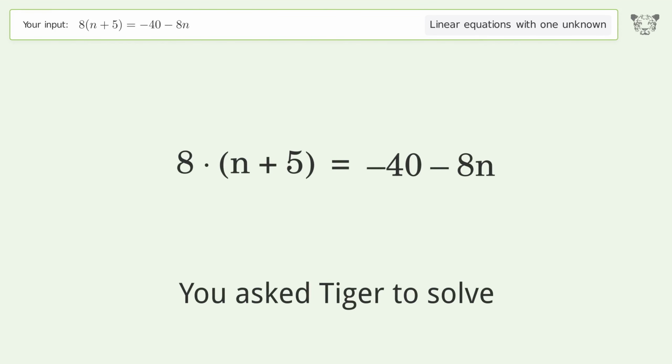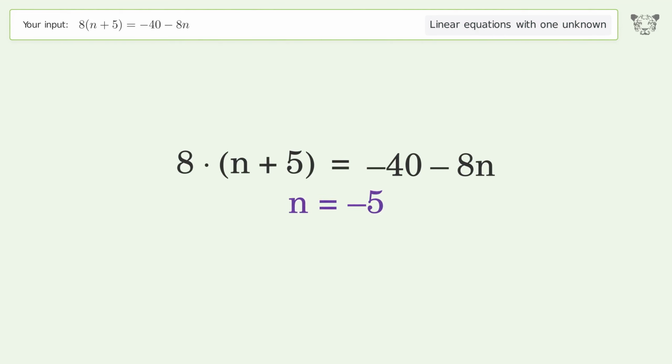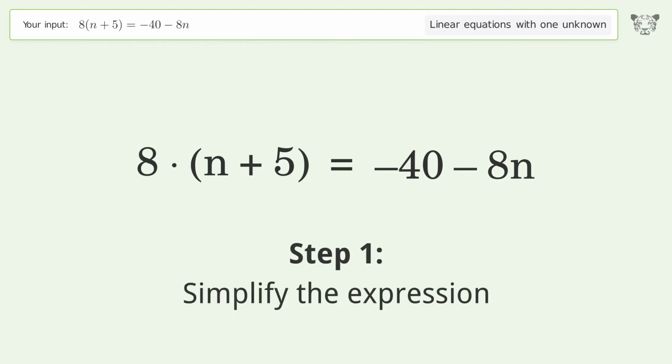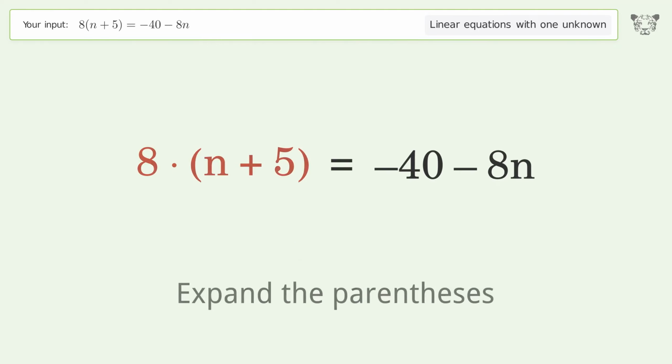You ask Tiger to solve this. This deals with linear equations with one unknown. The final result is n equals -5. Let's solve it step by step. Simplify the expression. Expand the parentheses.